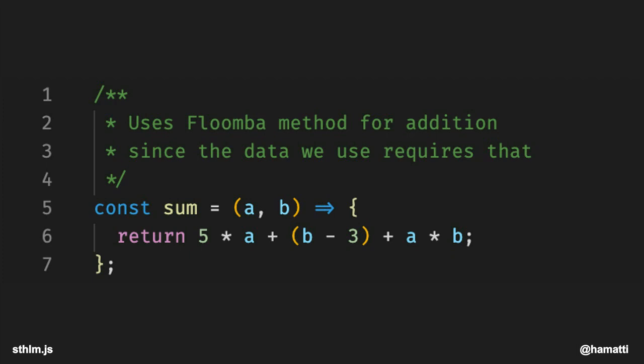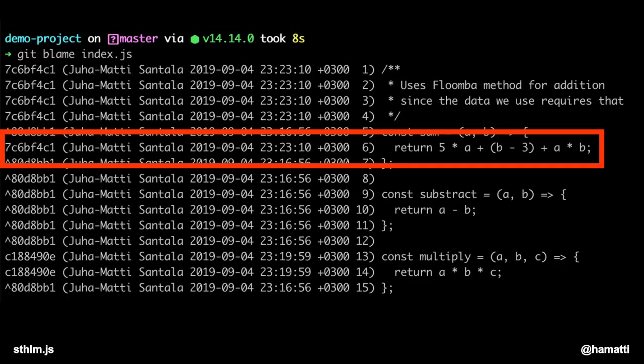some multiplication and subtraction and all that good stuff. And there is a comment that says a little bit about that. But I really want to get back in the history to see what kind of things were made. So the first thing I can do is I can use git blame.